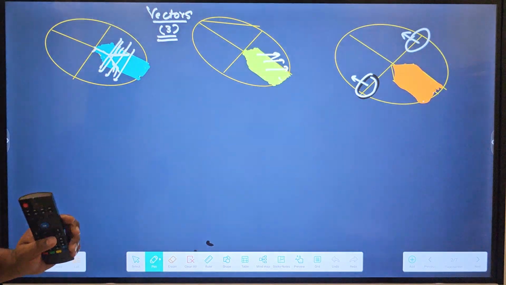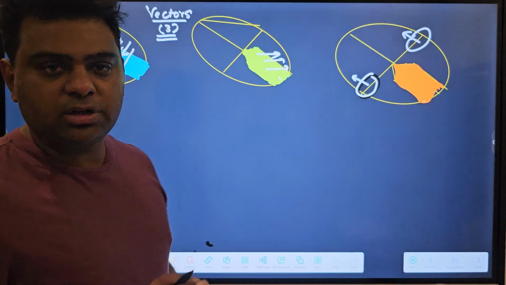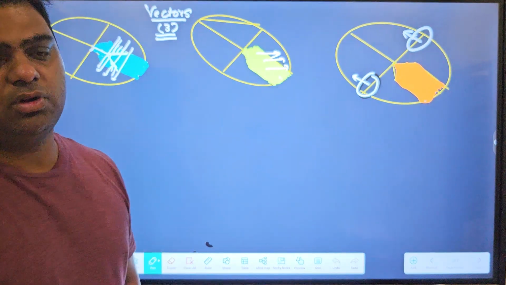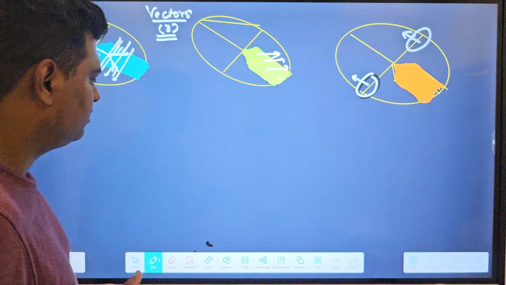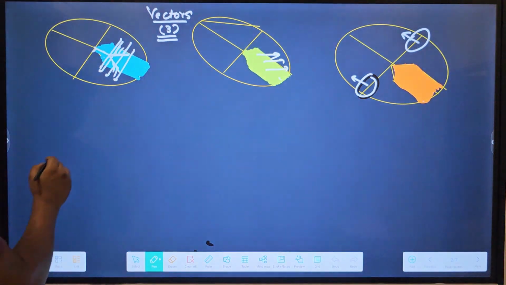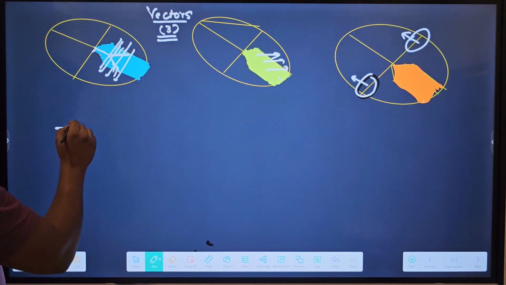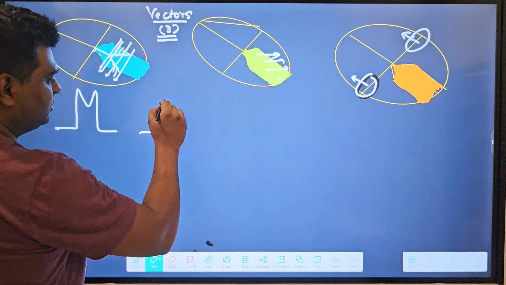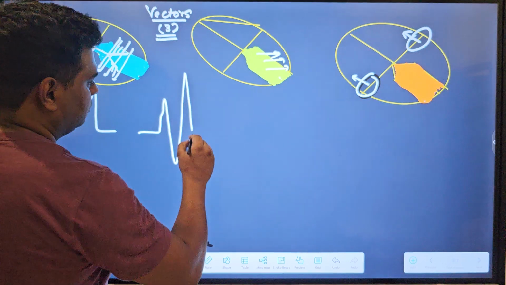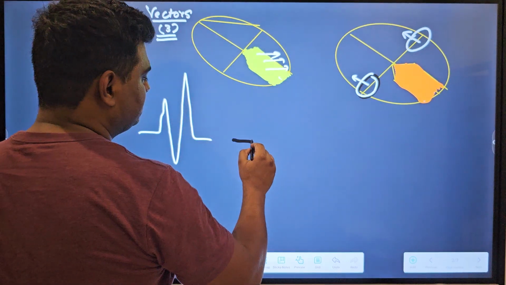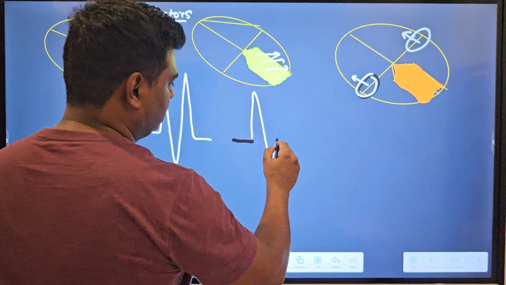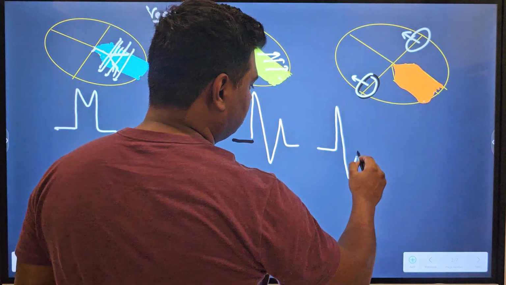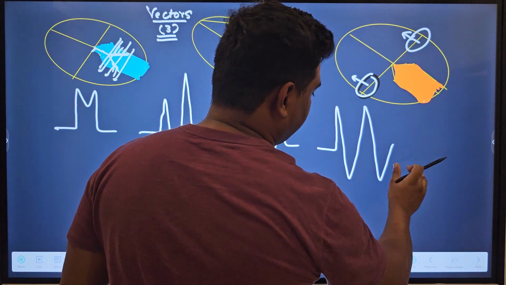Now, before understanding what the different criteria are and what causes those criteria in right bundle branch block, you have to study some nomenclature. For example, I am telling you this. One wave is like this. Second wave is like this. Third wave is like this. And fourth wave is like this. So how to name these waves?